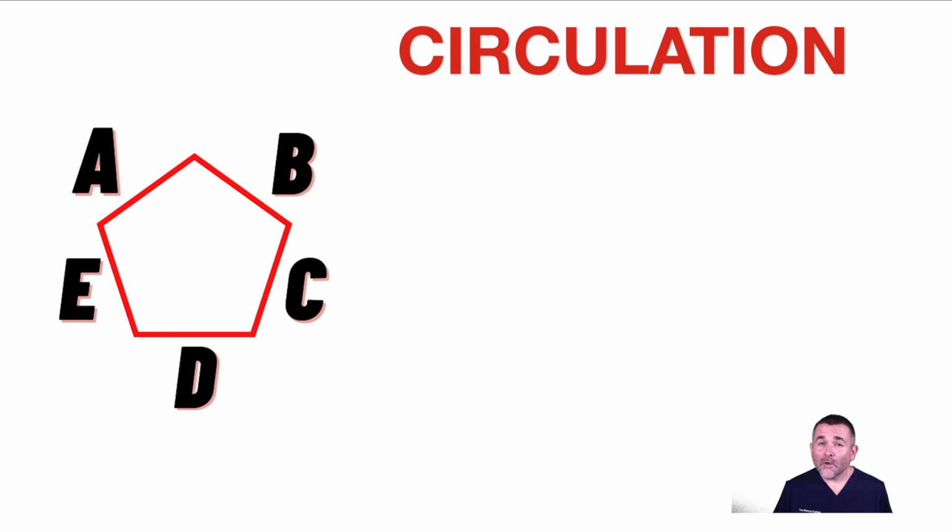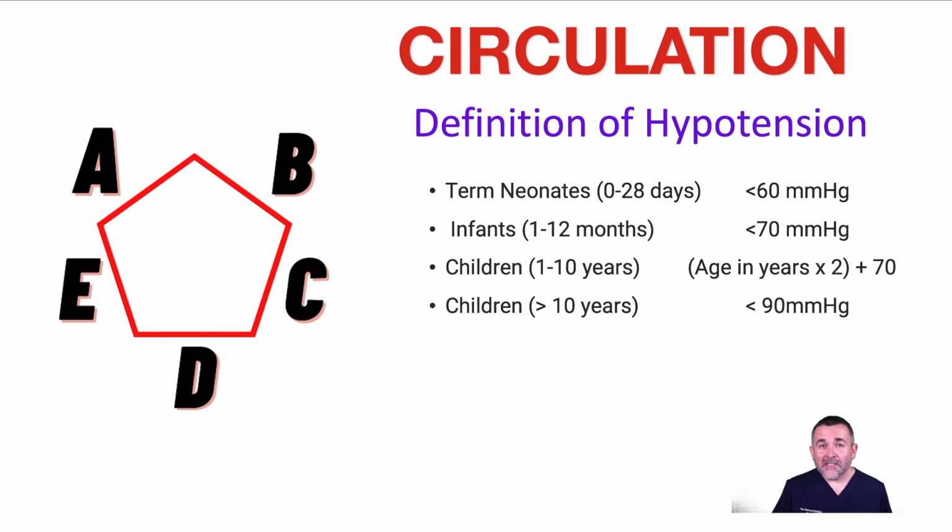So what is the definition of hypotension by systolic blood pressure and age? For term neonates from birth to 28 days, you want to have at least a systolic reading of 60 millimeters mercury. For infants from 1 month to 12 months, it should be at least 70. For children 1 year of age to 10, it should be at least age times 2 plus 70. And for children 10 years of age and above, it should be at least 90 millimeters mercury.